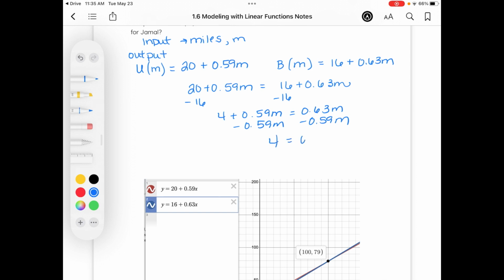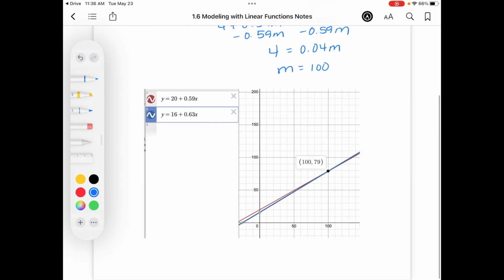Therefore, 4 is 4 cents a mile when we subtract. And they are going to be the same cost if we are at 100 miles. So now I'm also bringing into the equation utilizing Desmos to help us graph. So I have our two equations and I'm substituting U of M and B of M utilizing Y so that it would graph appropriately for us.